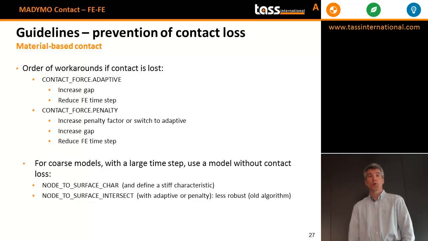Well, the order of workarounds in case you experience contact losses. Suppose you're looking through your animation, and you say, well, this is not the way I would expect it. Then of course you can increase your gap, and at second hand reduce your FE time step. Because if you reduce your FE time step, your simulations will take longer, which is probably not the case if you increase the gap.